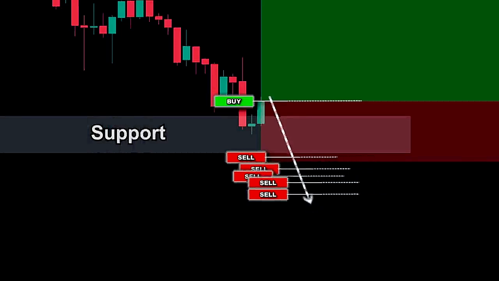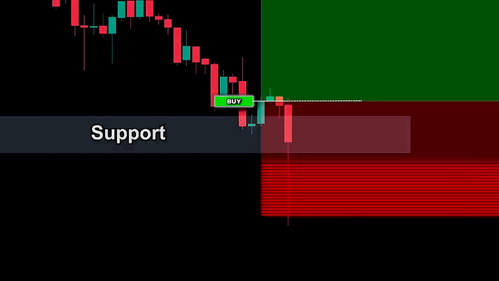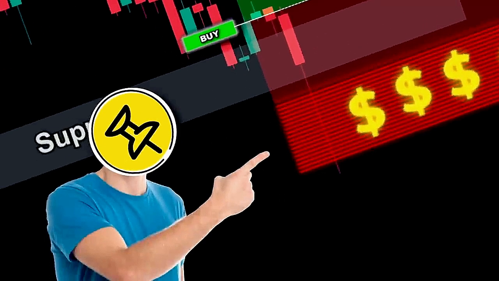Then comes the magic moment. Price dips just below that previous low, instantly triggering all those stop losses at once. Boom! Suddenly, there's a flood of liquidity hitting the market. Hundreds of thousands of sell orders become instantly available. That's the liquidity. Now let me walk you through the complete smart money strategy framework.